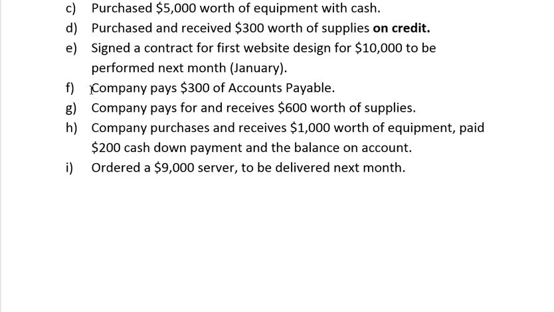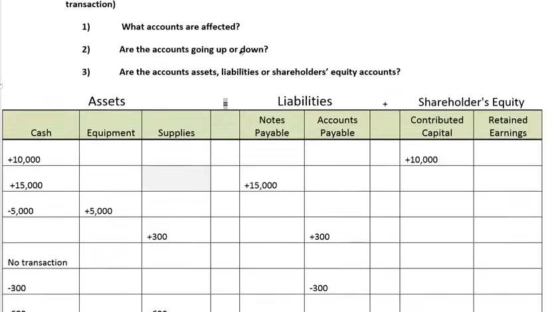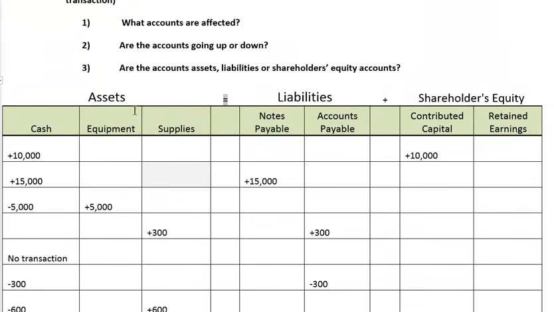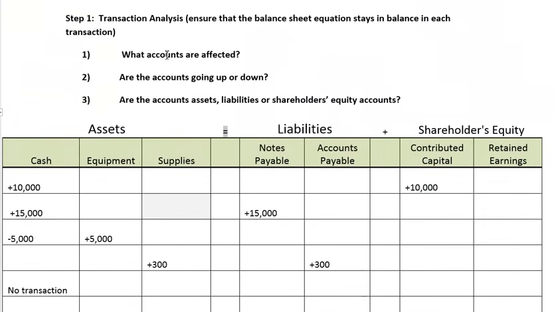Now what happens in F? F says we paid $300 of the accounts payable from Part D. So now let's go and handle that transaction. So now, what accounts are affected here? Well, you would definitely be affecting your cash because you're paying down an account payable, right? So cash is affected and accounts payable is affected. Why? Because you're paying down the account payable, right?